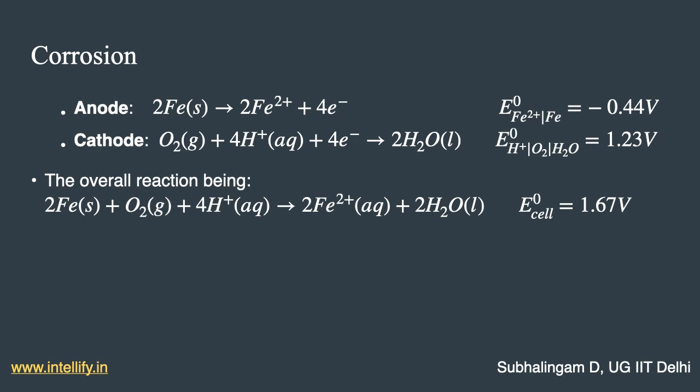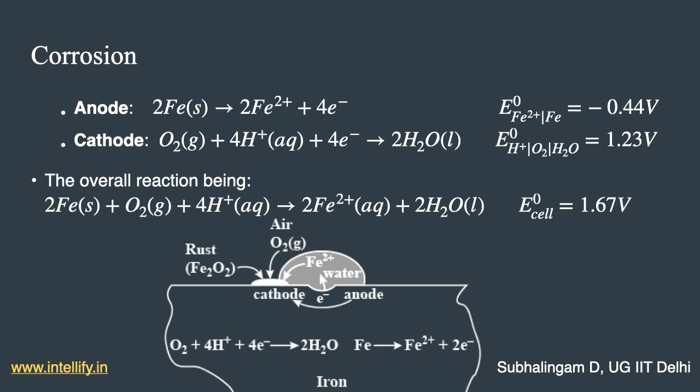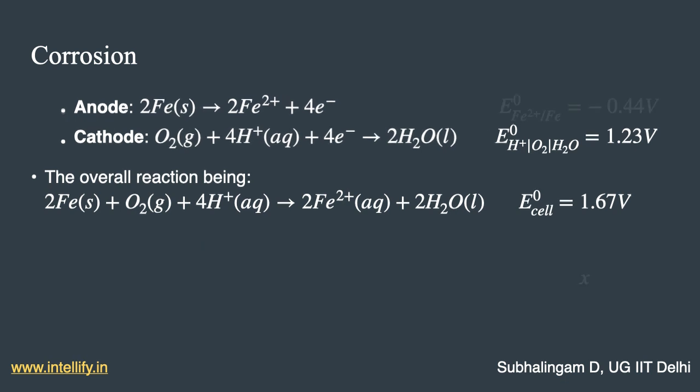So the overall reaction is just the addition of these two, which is 2Fe plus O2 plus 4H+ giving 2Fe2+ plus 2H2O, and the E0 cell for this reaction is 1.67 volts. So this is a rough sketch of what is happening. The two reactions which we have discussed are given at the bottom, and there's nothing much in this diagram to worry about, so let's move on.